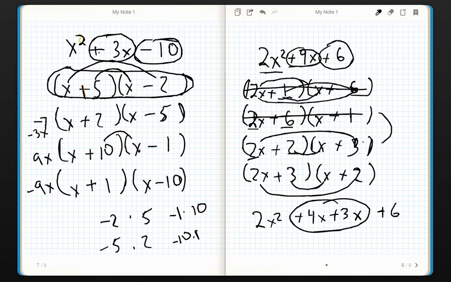That's a run through. It gets a little more complicated, but if it gets too complicated, bail and use one of your other strategies, the quadratic formula, completing the square, something like that. So, good luck.